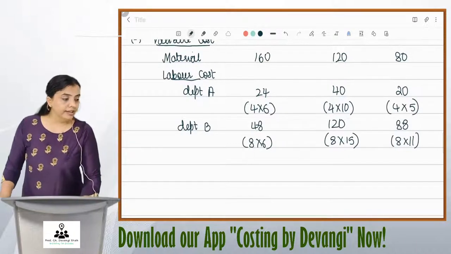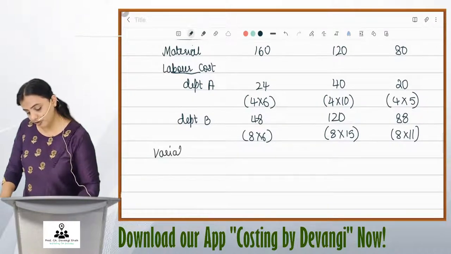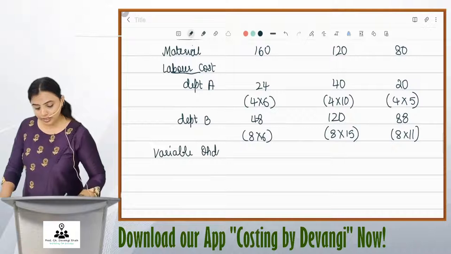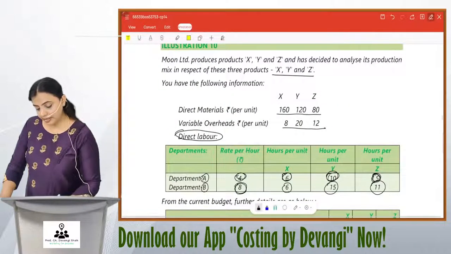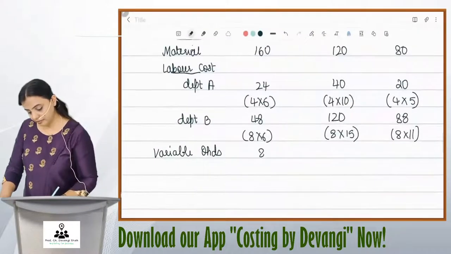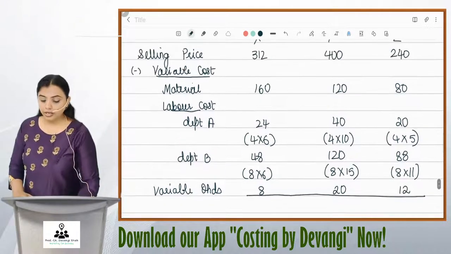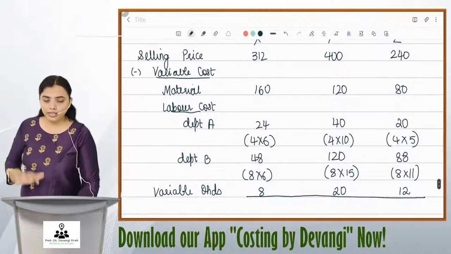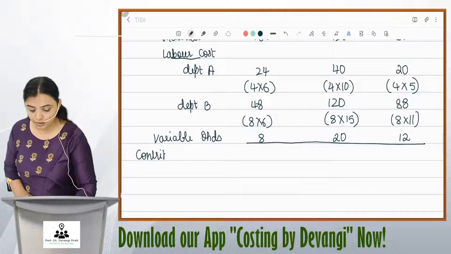Then material, labor. And then we have one more cost as variable overheads, which is given just below the material cost, friends. 8, 20 and 12. Friends, selling price minus all these three variable costs, you will get contribution per unit.